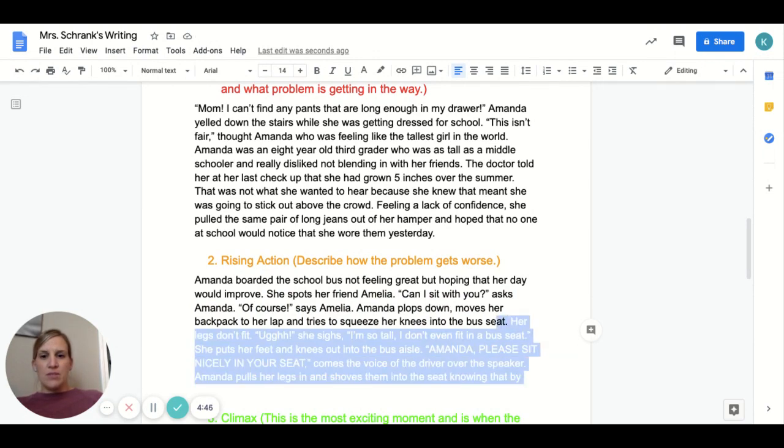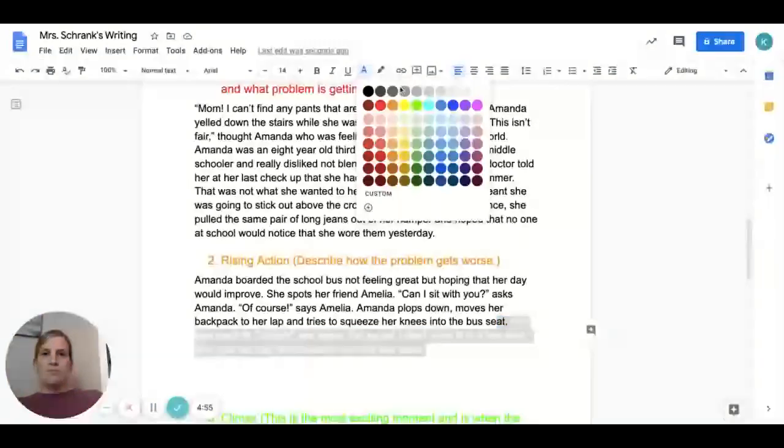Her legs don't fit. "Ugh," she sighs. "I'm so tall I don't even fit in a bus seat." She puts her feet and knees out into the bus aisle.